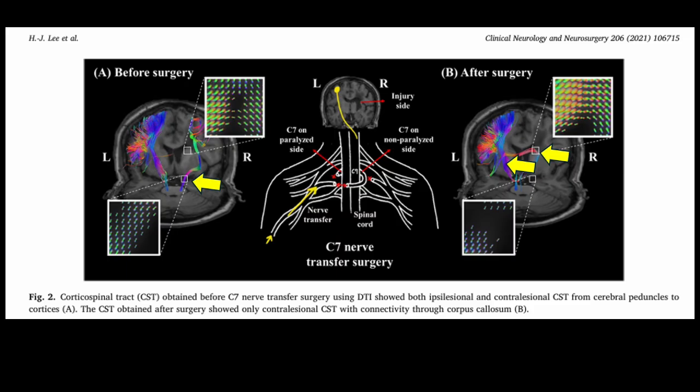This slide from the paper shows what happens to the connections in the brain. Before surgery, you can see that the corticospinal tract on the injured side shows limited activity as a result of the trauma. But after surgery, there's a new connectivity across the brain's corpus callosum, demonstrating successful nerve transfer and the potential for improved motor function.